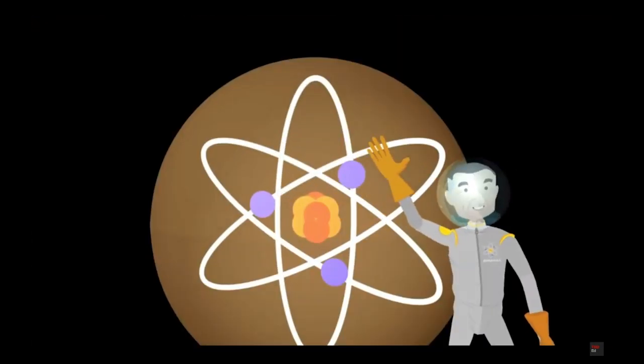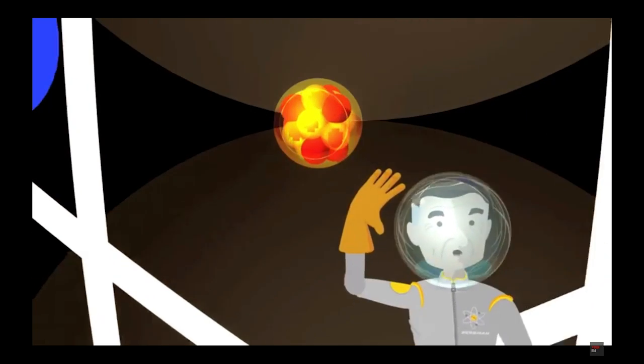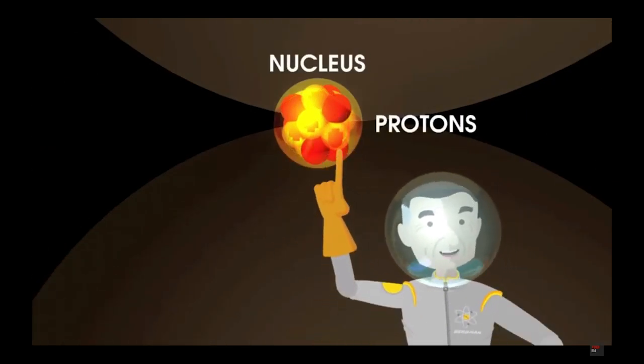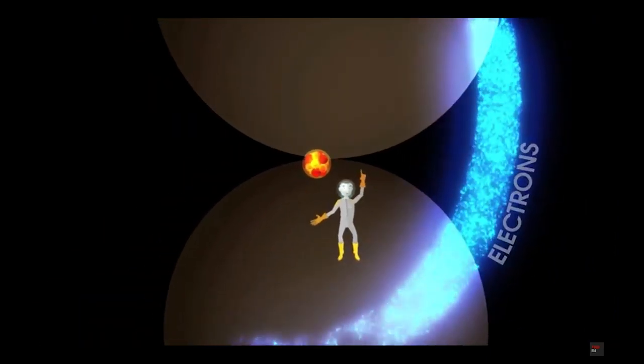Let's now look inside of each atom. And that's the blueberry, right? What do you see there? In the center of the atom is something called the nucleus, which contains protons and neutrons. And on the outside, you'd see electrons.